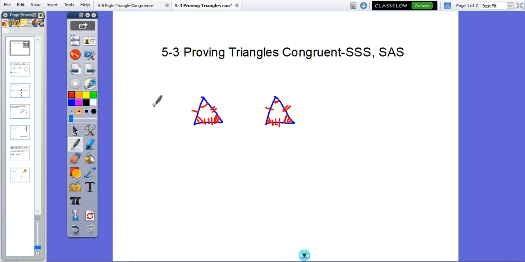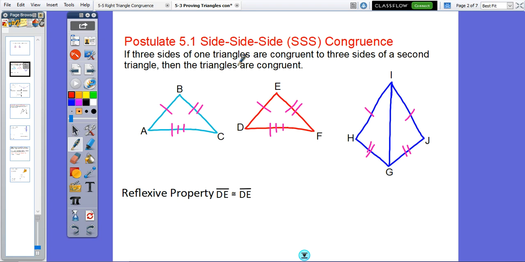Well, as we worked through this, we realized that it only takes three certain parts to prove these triangles congruent. Let's look at our first one. Our first one's called side-side-side congruence. It says that if I can show that three sides of one triangle are congruent to the three corresponding sides of another triangle, then the triangles are congruent.